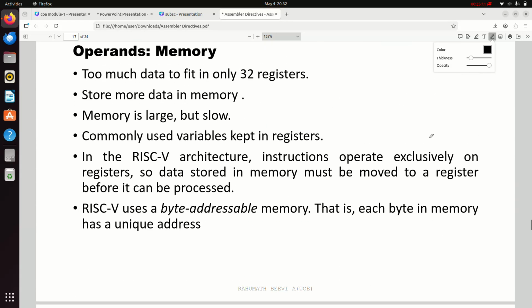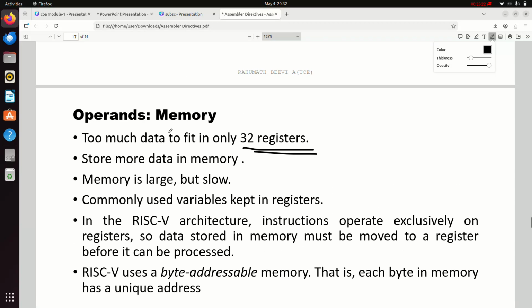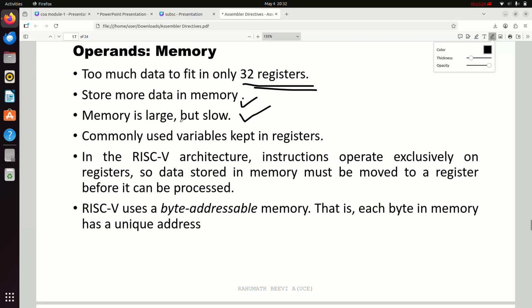Now here if you see operands, that is memory: too much data to fit, and only less data will fit in those 32 registers. So if you want to store more data, we will put it in the memory, but memory is large and it is slow. Commonly used variables are kept in the registers. In the RISC-V architecture, instructions operate exclusively on the registers. So the CPU computation is basically happening through the registers only. So what happens is that data stored in the memory has to be moved onto the register, and only then can it be processed.